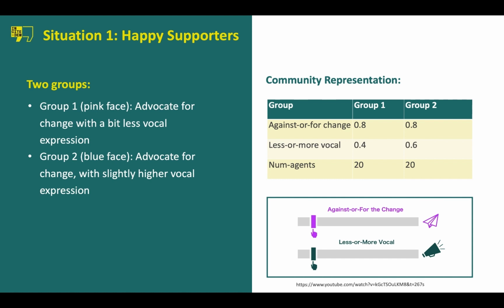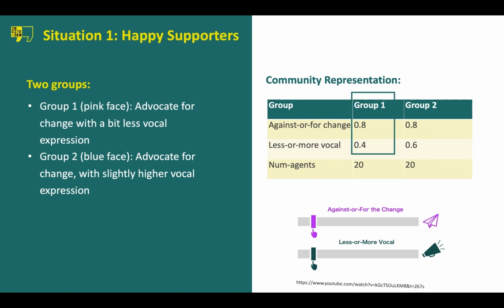For example, in the first situation, both groups exhibit a similar inclination towards change, reflected by a value of 0.8 on the slider, against or for change. Group 1 demonstrates a slightly reserved vocal stance, marked by a value of 0.4 on the slider, less or more vocal. And Group 2 displays a somewhat higher level of vocal expression, with this slider set at 0.6. Additionally, both groups consist of 20 individuals, as defined by the number agents.